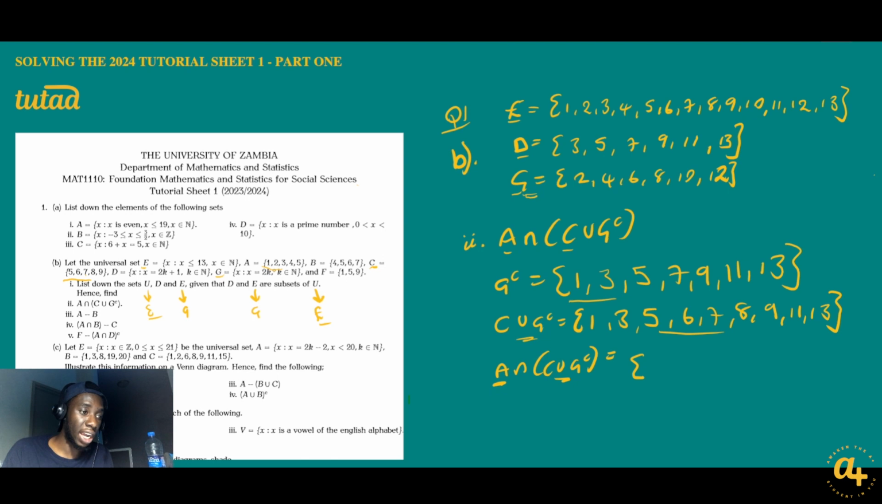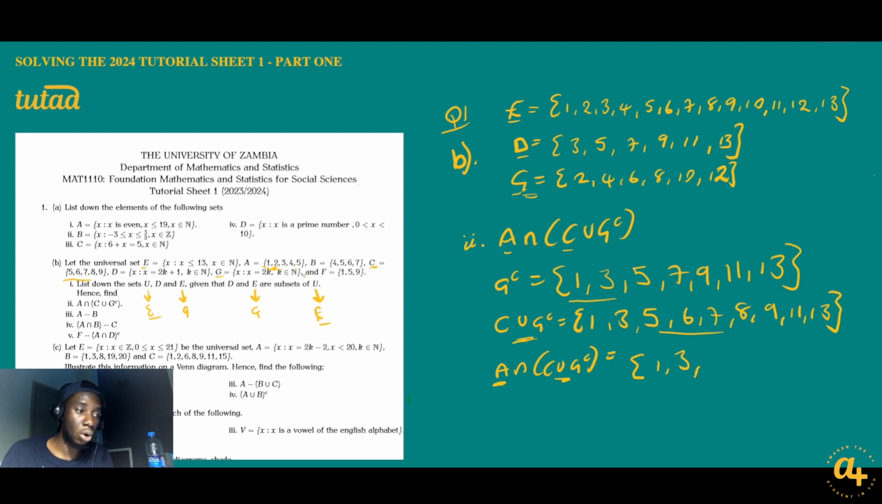So now let's find what's common in the set A right here and the set C union G complement. So what's common? If we look at A has 1, C union G complement also has 1, so 1 is common. A has 2. Does C union G complement have 2? No, it doesn't. So 2 is not going to be a part. 3, A has 3 here, and so does C union G complement. So we're going to have our 3 there as our next element.